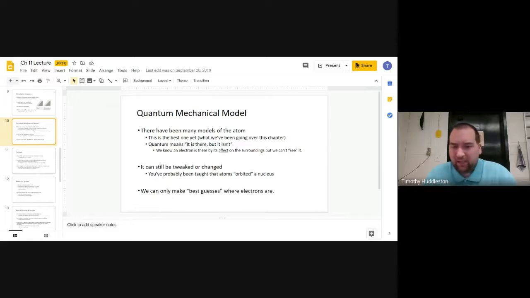Okay, the quantum mechanical model can still be tweaked or changed. It might even be completely wrong. We don't know for sure. You've probably been taught in the past that atoms orbited a nucleus. Well, guess what? Electrons do not orbit a nucleus. They are completely random, okay, and we can only make best guesses at where electrons are.